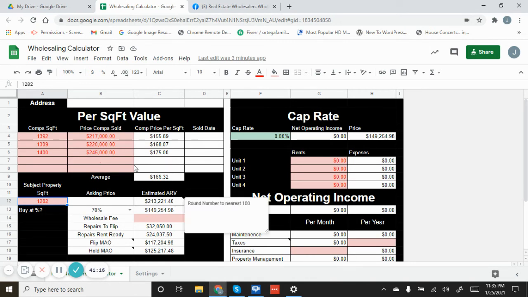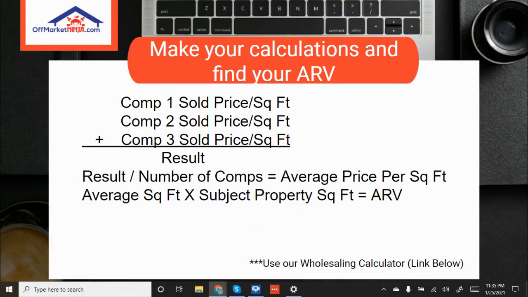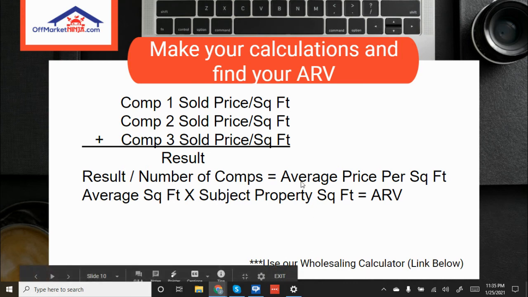Now these numbers are not correct because I didn't actually look at comps, but just use these as an example, just to give you an idea. So anyway, we're using our wholesaling calculator.